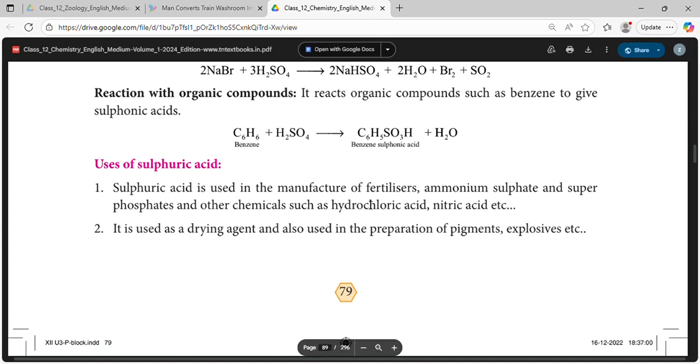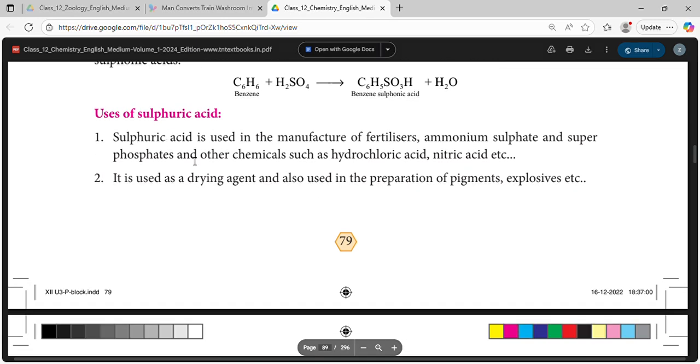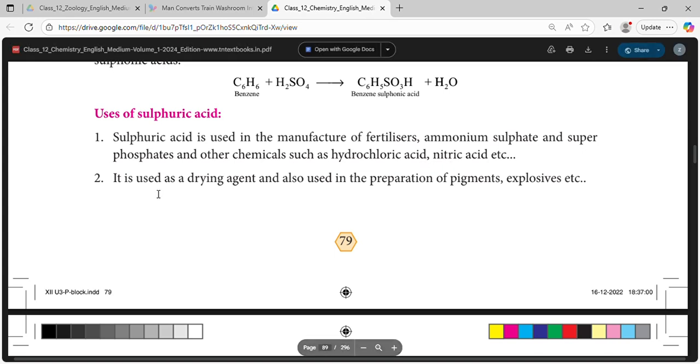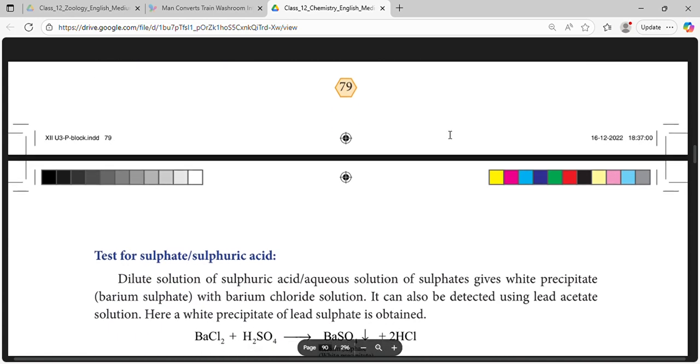Sulfuric acid is used in the manufacture of fertilizers, ammonium sulfate and superphosphates, and other chemicals such as hydrochloric acid, nitric acid, etc. It is used as a drying agent. It is used in the preparation of pigments, explosives, etc.